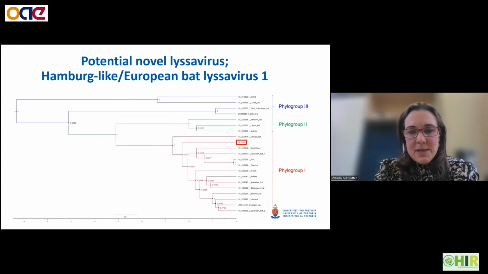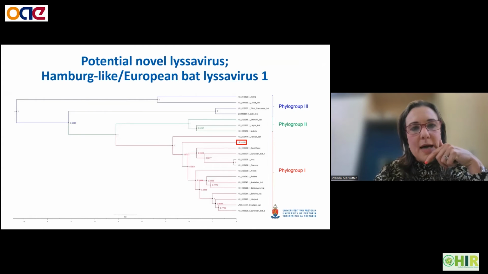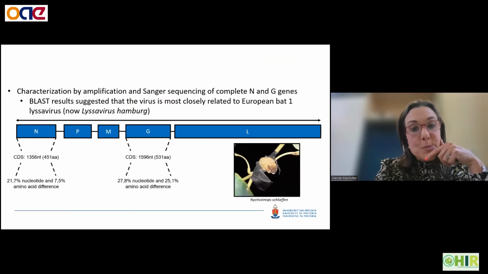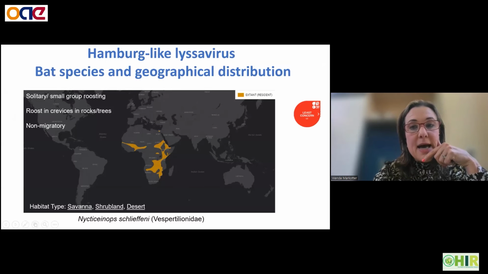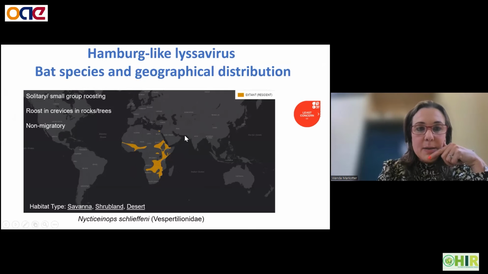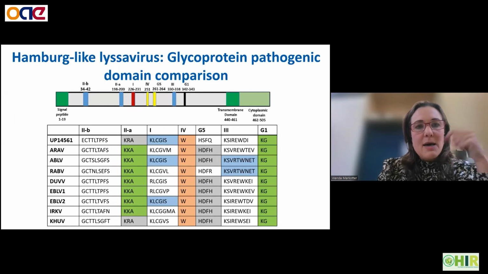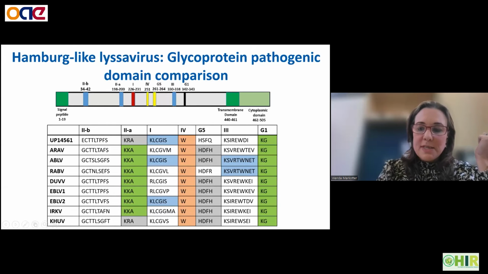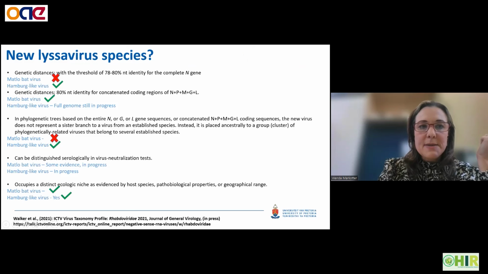And then I just want to show you something interesting that we recently found. We found a new virus that's Hamburg-like. It's very closely related to European bat lyssavirus. It's more than 20% different. We also have the full genome, and it's in a completely new bat species that occurs all over Africa. It's actually one of the well-known serotine bats. So this is a new virus that we found, and the pathogenic domains actually look very different from EBLV1, which is the most closely related virus.